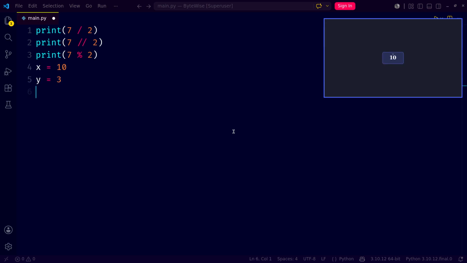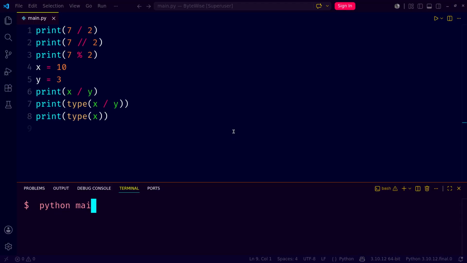We set up 2 whole numbers, 10 and 3, ready to divide. Dividing them with a single slash gives a decimal answer, even though both inputs were whole numbers. Checking the types shows why. The single slash always produces a float. The type confirms it. X itself is still an integer. Only the division result becomes a float. This trips beginners up when they want a whole number result.